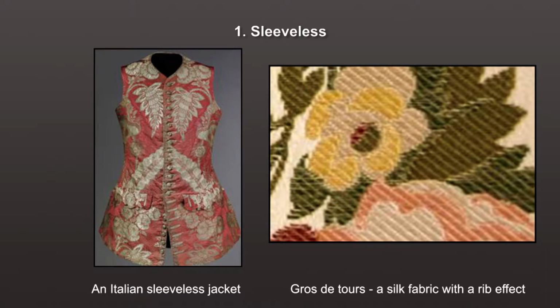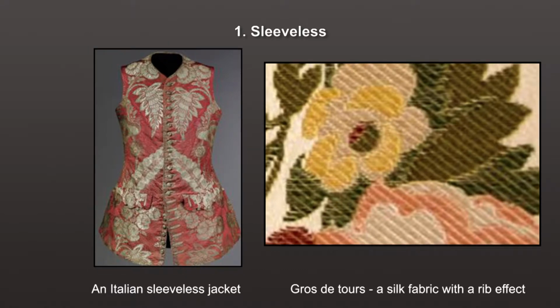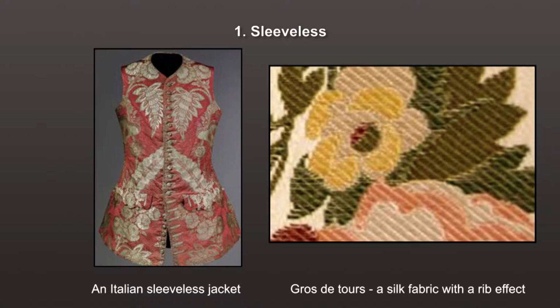Now we are going to see a few sleeveless garments used in ancient times. What we are seeing here is an Italian sleeveless jacket in plain weave gros de Tours silk fabric with metallic thread. Gros de Tours is a silk fabric with a rib effect. You can have a closer look at the similar fabric in this picture.